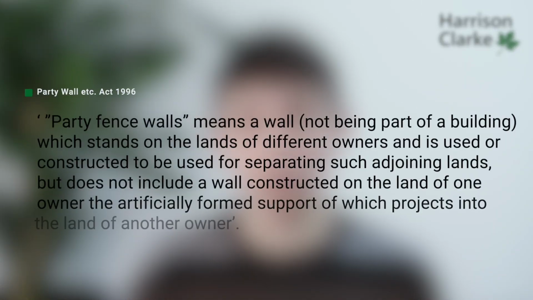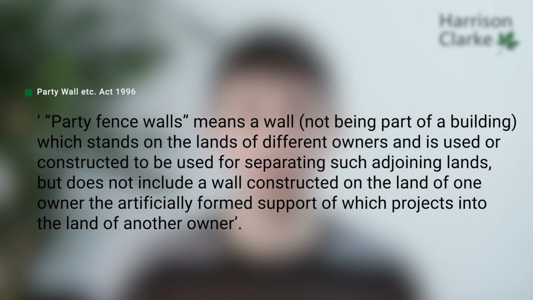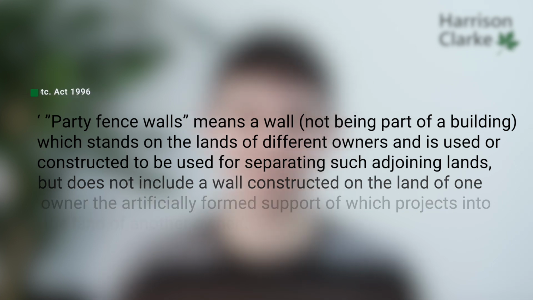Garden walls are called party fence walls in the Act. Fences are not party fence walls, despite the confusing name. But let's take a look at what the Act says. Party fence walls means a wall not being part of a building which stands on lands of different owners and is used or constructed to be used for separating such adjoining lands, but does not include a wall constructed on the land of one owner, the artificially formed support of which projects into the land of another owner.